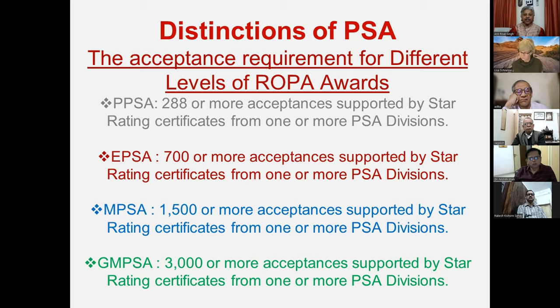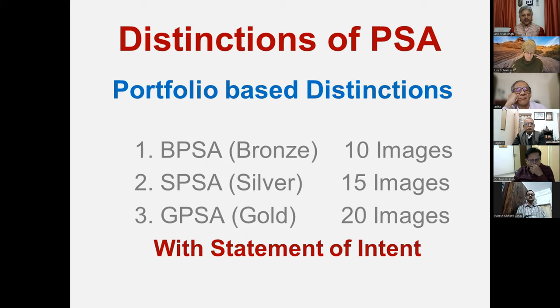Also, the PSA portfolio-based distinctions. These are the different portfolio-based distinctions. PSA offers 3 distinctions. BPSA, that is bronze, a 10 image portfolio you'll have to submit. SPSA, this is silver, 15 images. And for GPSA, 20 images with the statement of intent. So PSA has 3 sorts of distinctions.